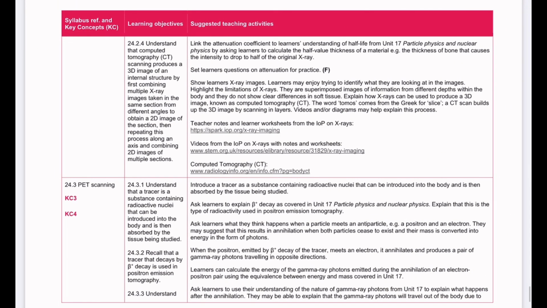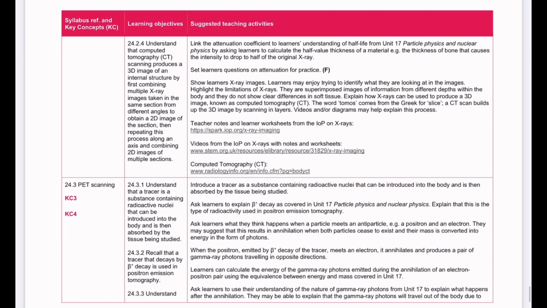24.2.4. Understand that computed tomography (CT) scanning produces a 3D image of an internal structure by first combining multiple X-ray images taken in the same section from different angles to obtain 3D images of the section, then repeating this process along an axis and combining 2D images of multiple sections.